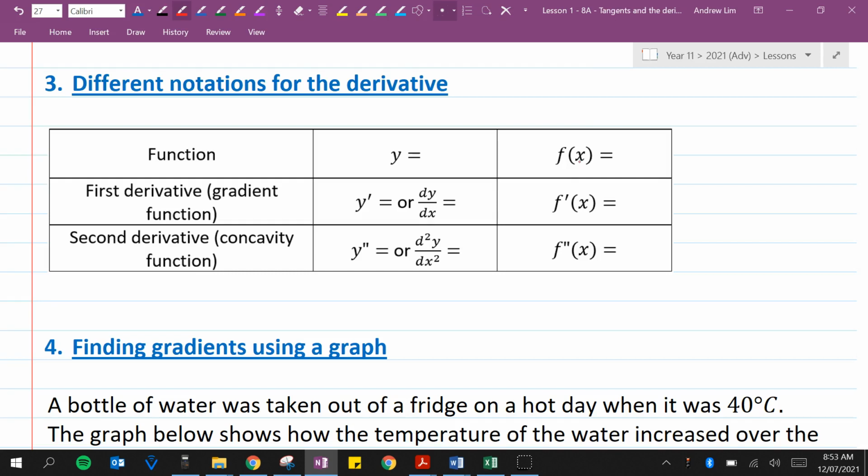In this course, we'll go up to the second derivative. I call this the concavity function because it tells us whether at that point along the curve it's concave up or concave down. And so when we've got y equals for the function, the second derivative, we just use y double dash or d2y dx squared. If the function is f of x, the second derivative, we just use f double dash of x. Now this dy dx notation is pretty much saying we're differentiating y with respect to x.